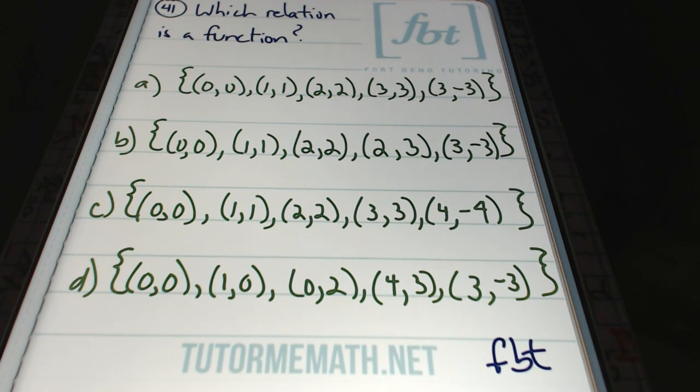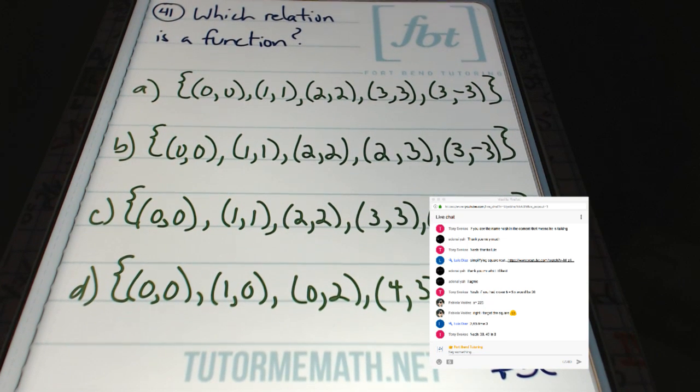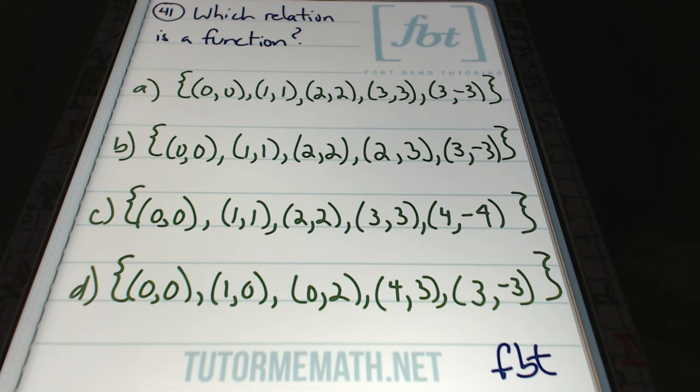to problem number 41. All right, so check this out, guys. We have this problem here where it says which relation is a function. Now, a relation, guys, is just a set of ordered pairs. However, a function is a set of ordered pairs where none of the x values repeat. So your x values can't repeat in order for you to have a function. But a relation is just a group of ordered pairs. So in other words, a function is a relation where the x values don't repeat. That's what we're looking for.